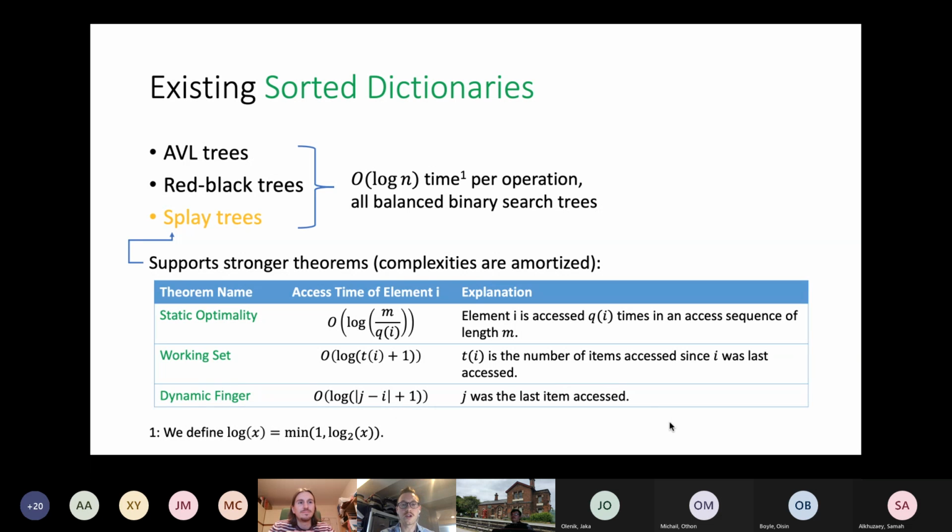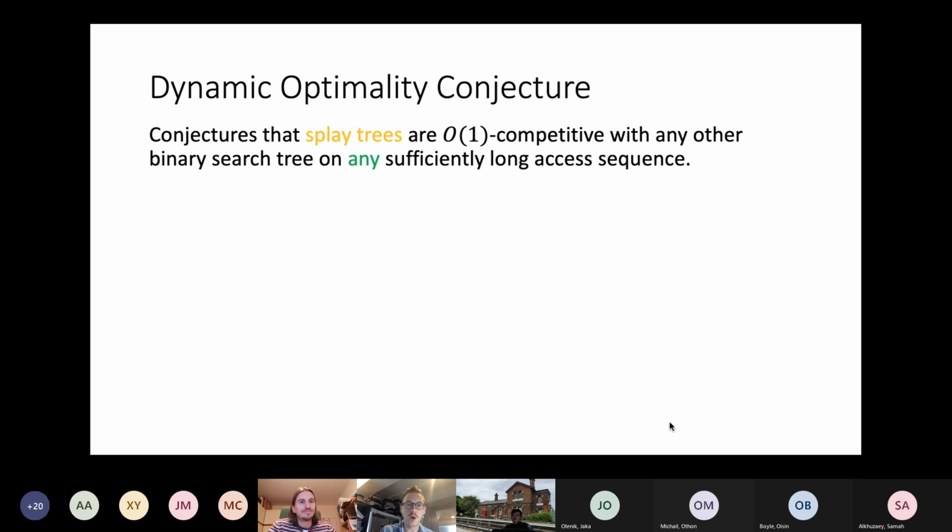These are interesting theorems that show you can get beyond this log n per operation time complexity. This has been studied quite a bit, and there's this conjecture that says splay trees are really as good as can be in the binary search tree framework. Specifically, it says splay trees are constant competitive with any other binary search tree on any sufficiently long access sequence.